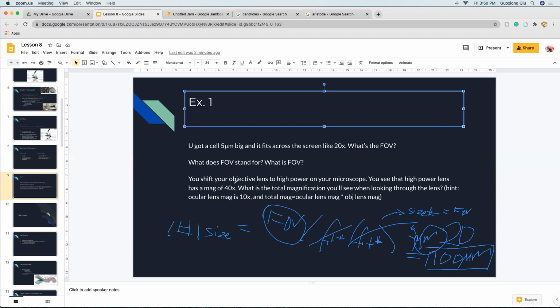So you shift your objective lens to high power on your microscope. You see that the high power lens has a magnification of 40 times. What is the total magnification you'll see when looking through the lens? As a reminder, the ocular lens has a magnification of 10 times, and the formula for total magnification is magnification of ocular lens multiplied by the objective lens.